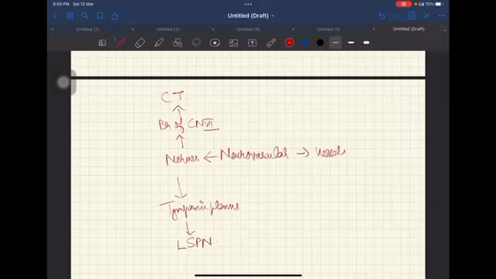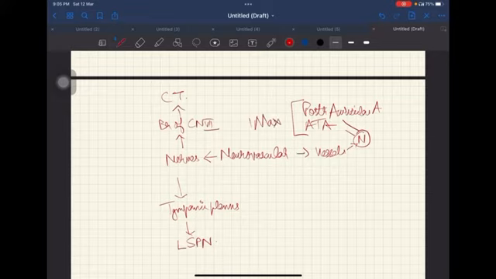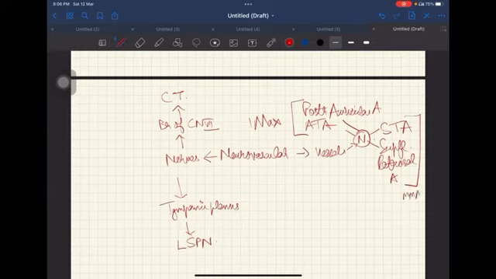Now coming to the vessels, there is a subclassification here, which is normal vessels and the aberrant vessels. So first we have the normal vessels. Firstly, we have the anterior tympanic artery and the posterior auricular artery, both of which are derived from the internal maxillary artery. Then we have the superior tympanic artery and the superficial petrosal artery, both of which are derivatives of the middle meningeal artery.